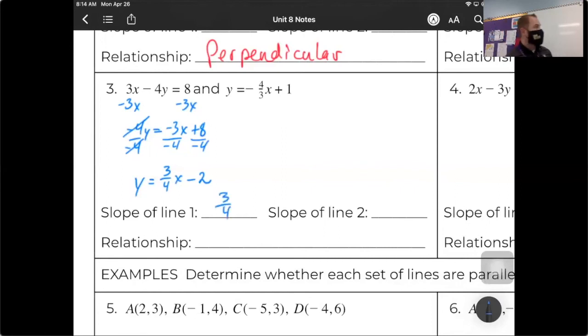Now we can look at the slope of line 2. Fortunately, line 2, they go ahead and give you slope-intercept form. What's the slope of line 2? -4/3. Are those the same as each other? Are they opposite reciprocals? Yes, they are opposite reciprocals. You flip the fraction, one's positive, one's negative. So these are perpendicular.